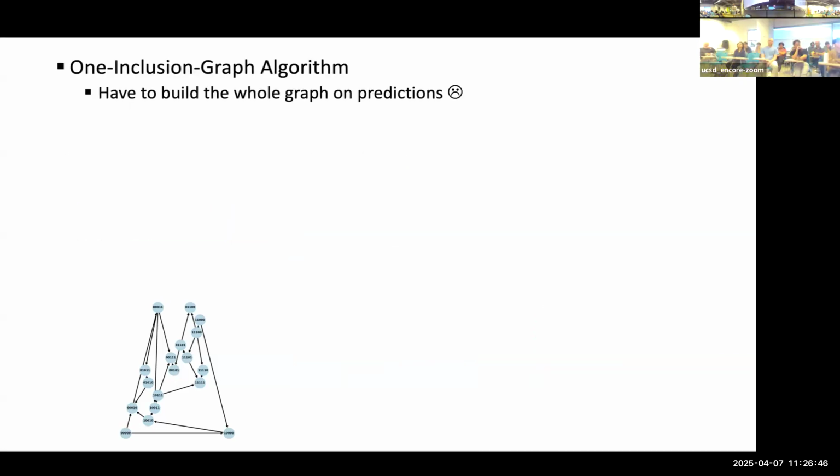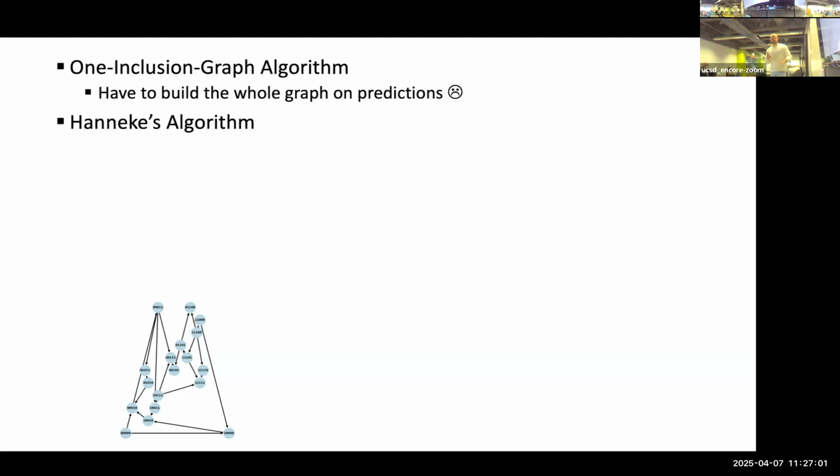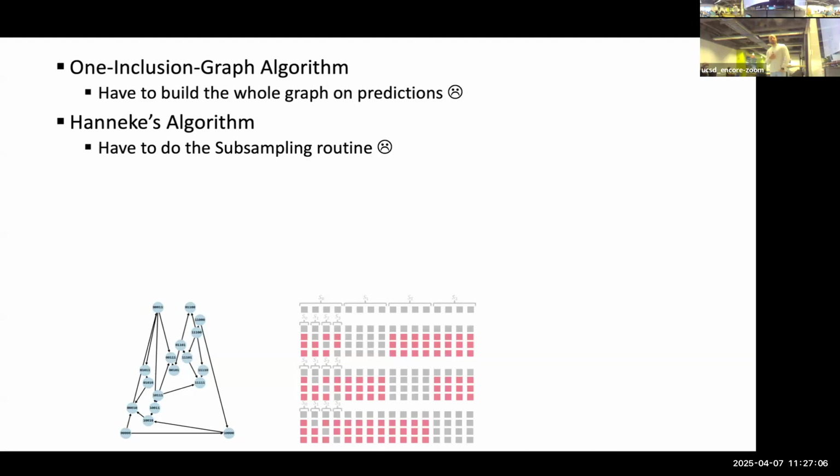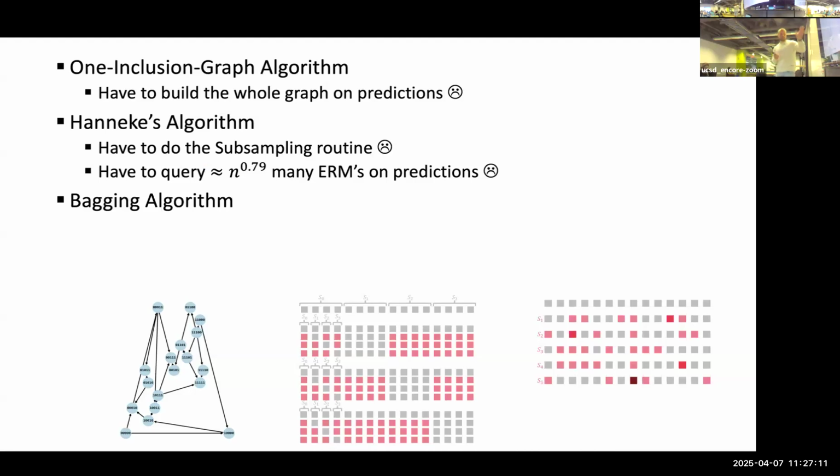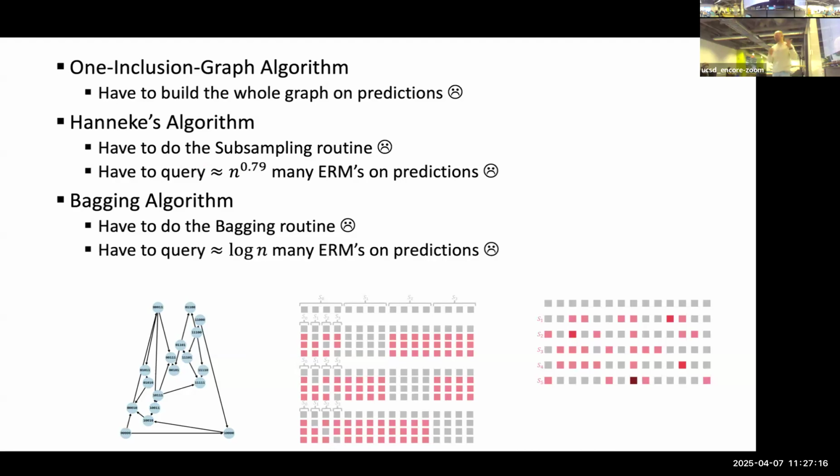So now we have three different algorithms. What can you say about them if I want to be pessimistic? The first one is again slow. You have to build this graph. It can actually be quite large. You can have N choose D many different ways to label these endpoints, so it's not clear how to do it efficiently. In Hanneke's algorithm, you have to do the subsampling, all these many subsets that you had before. And now I want to say that the bagging one is not so great, even though before I praised it. You still have to do a logarithmic number of these ERMs. There's still some work to do, so you get this logarithmic overhead in your runtime.